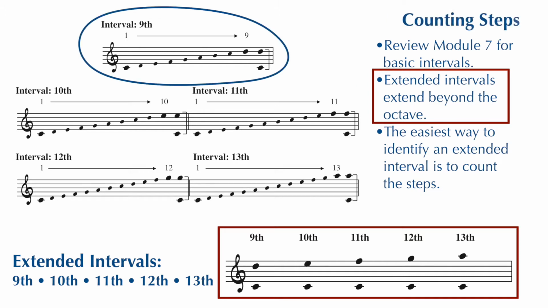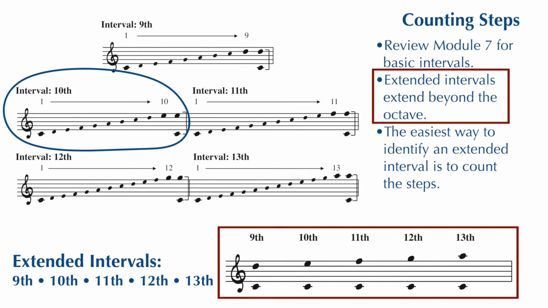So if I wanted to write a 9th above the note C, I would start on a C and start counting the steps. 1, 2, 3, 4, 5, 6, 7, 8, 9. And that D is a 9th above C. To find the interval of a 10th above C, again I would start on that C and start counting. 1, 2, 3, 4, 5, 6, 7, 8, 9, 10. So that E is a 10th above C.